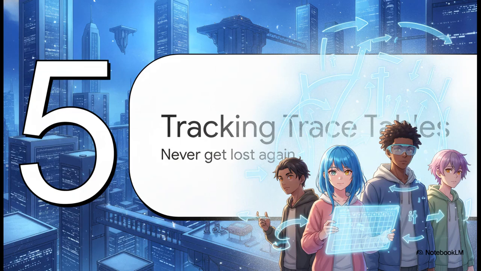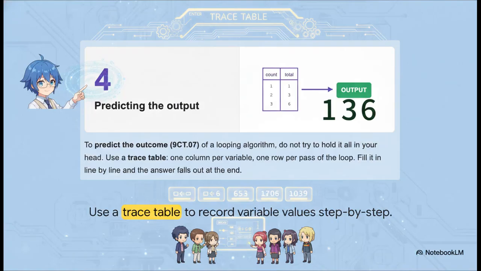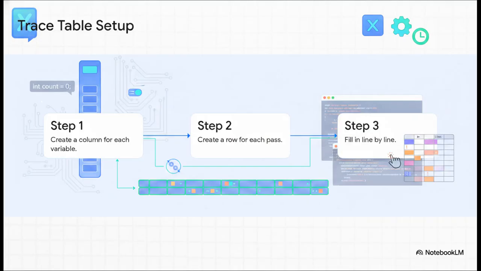Section 5. Tracking with trace tables. Never get lost in a loop again. I'll admit, nesting loops and if statements can feel a little overwhelming to keep track of in your head. But don't worry, I have a secret weapon for you, the trace table. Trace tables let us basically predict the future. Instead of trying to hold all those changing variables in our brain, we use a table to record the value of each variable, step by step, as the algorithm runs. It's super methodical and really easy to set up.